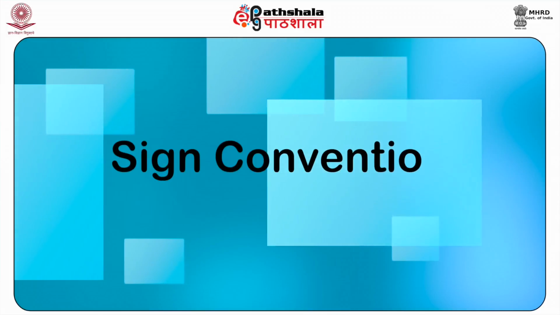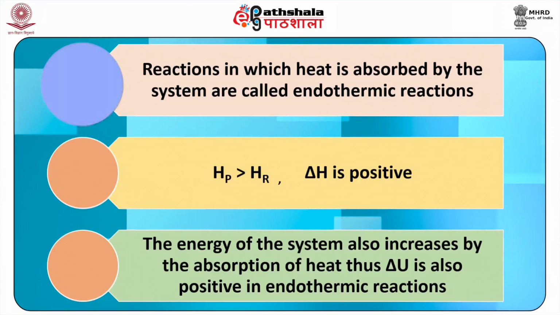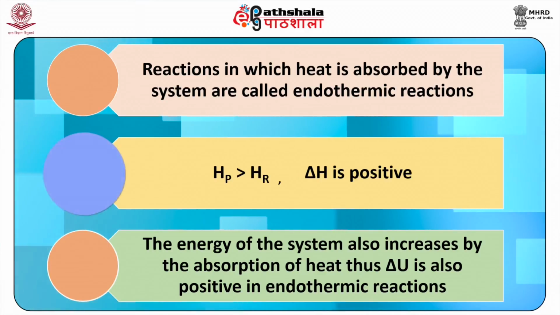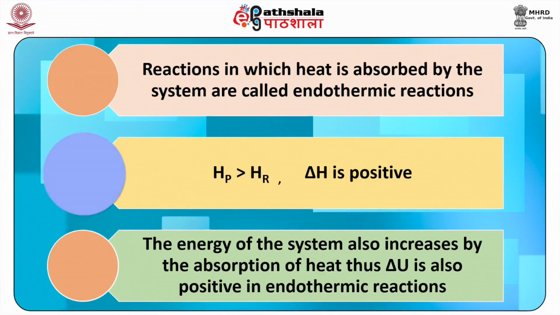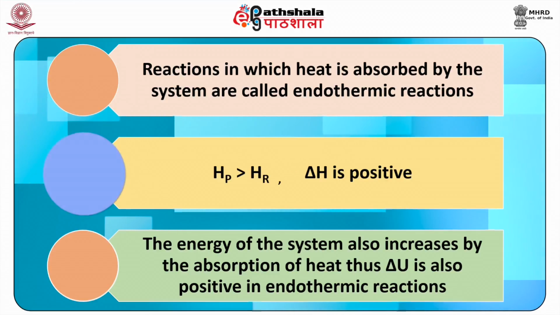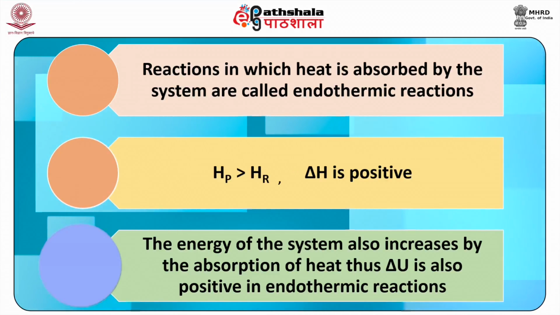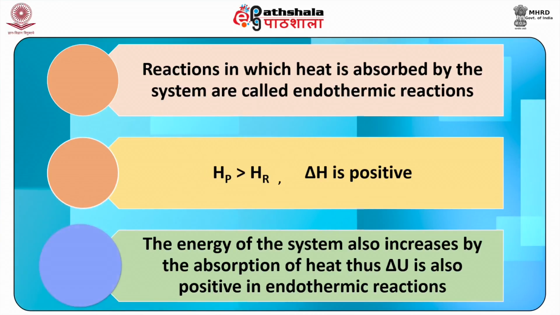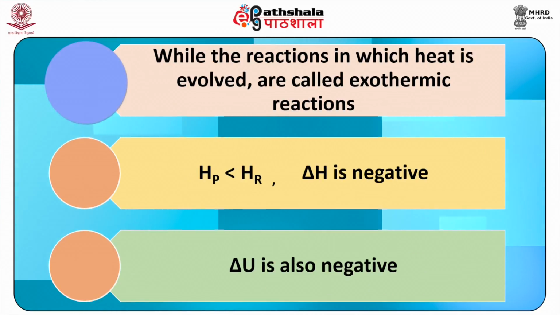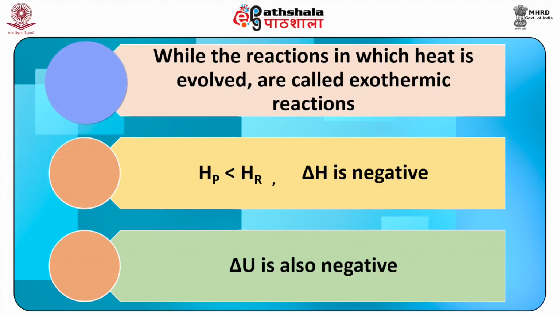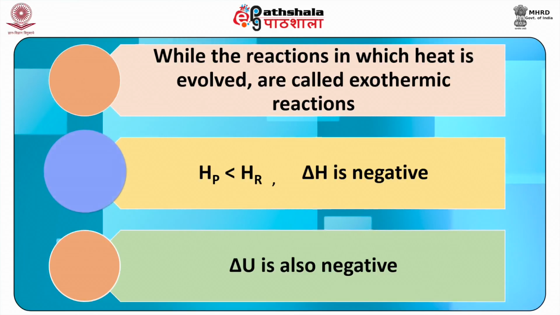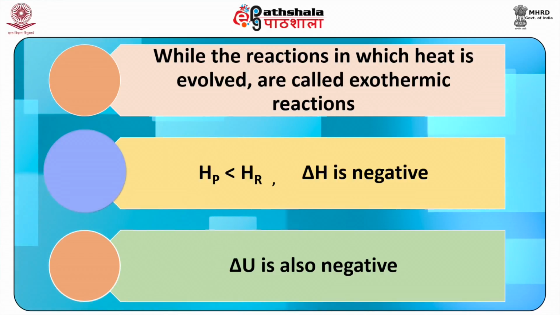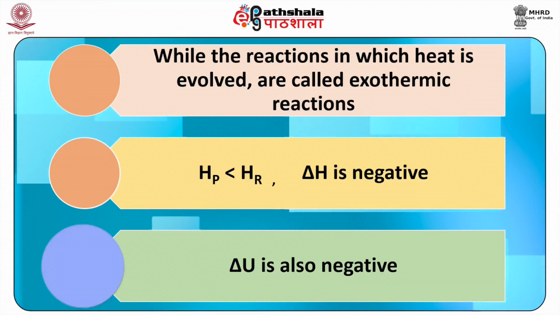Now we shall look at the sign convention. Reactions in which heat is absorbed by the system are called endothermic reactions. In such reactions, HP is greater than HR so that delta H is positive. Since the energy of the system also increases by the absorption of heat, delta U is also positive in endothermic reactions, while the reactions in which heat is evolved are called exothermic reactions. In such reactions, HP is less than HR, so that delta H is negative. In such reactions, delta U is also negative.